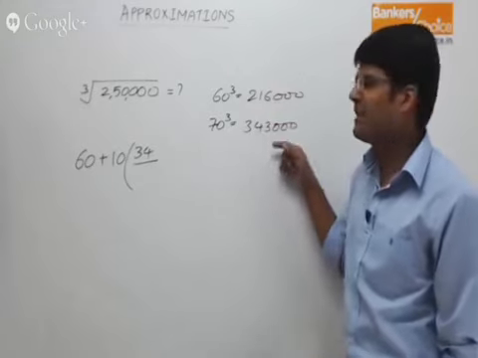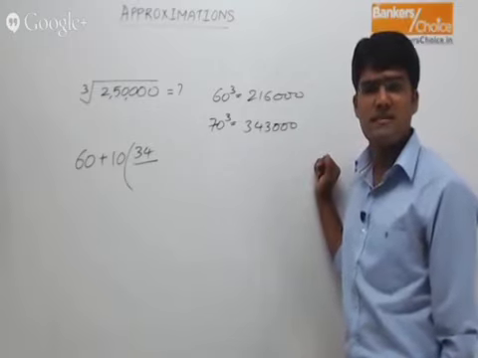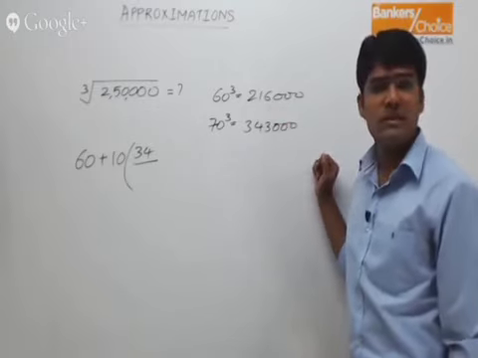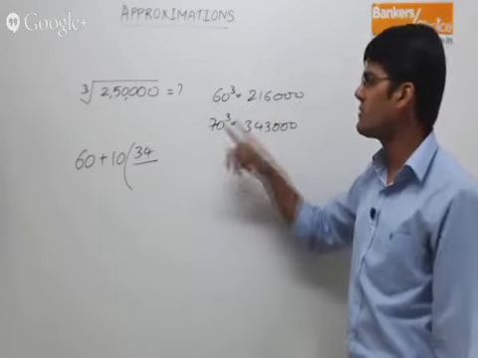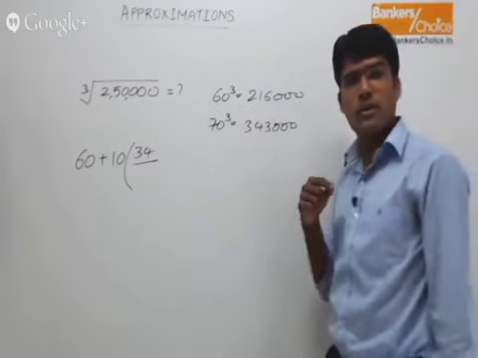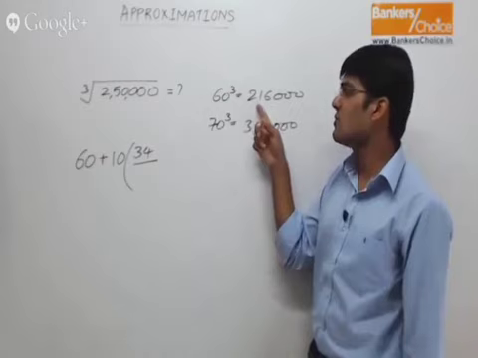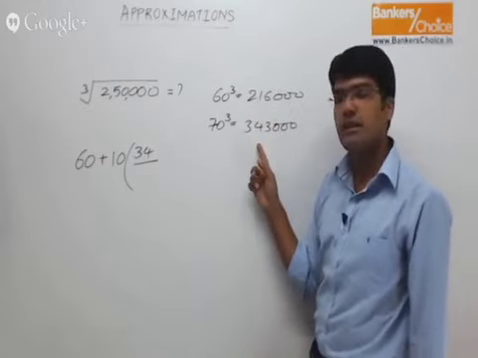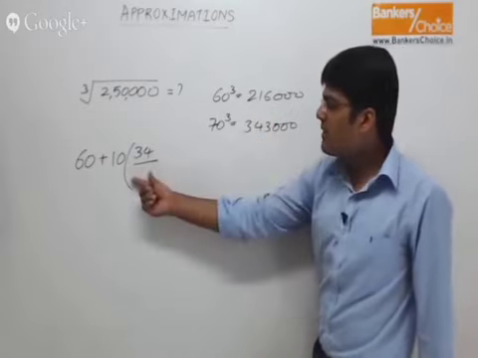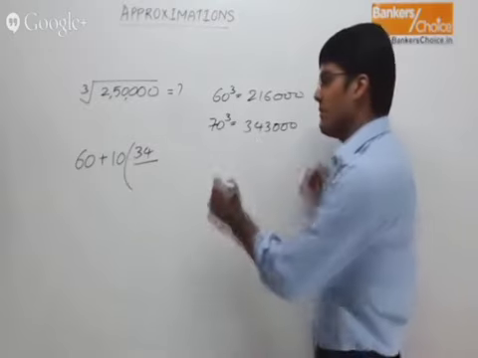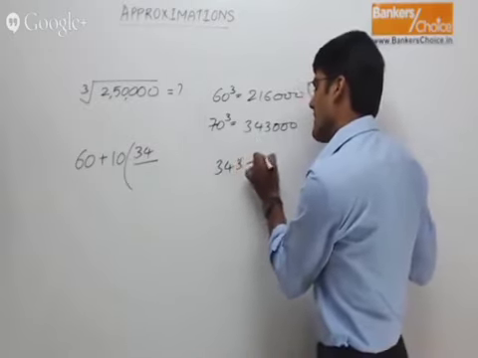For 60 to 70, 343 minus 216. How much is this? 60 cube is 2,16,000 and 70 cube is 3,43,000. I hope all of you are able to follow this part. 6 cube is 216, 7 cube is 343, in thousands. So the denominator will be the difference of 343 and 216. You don't have to write this again.